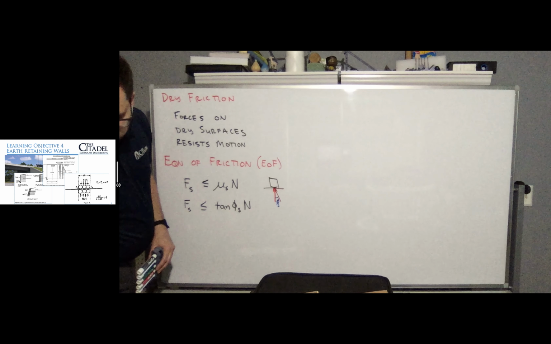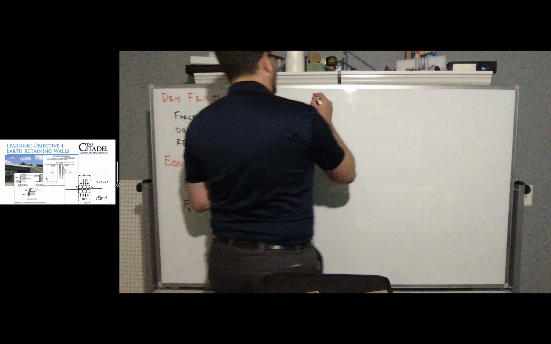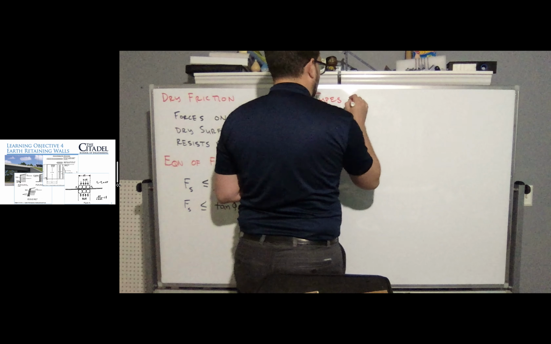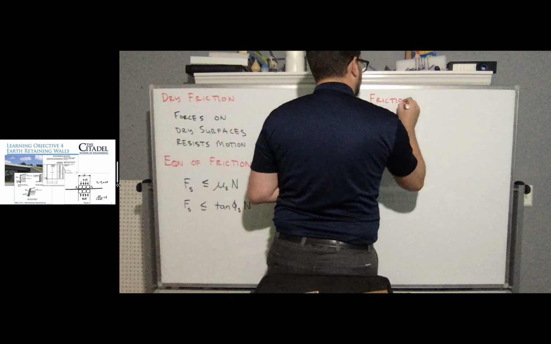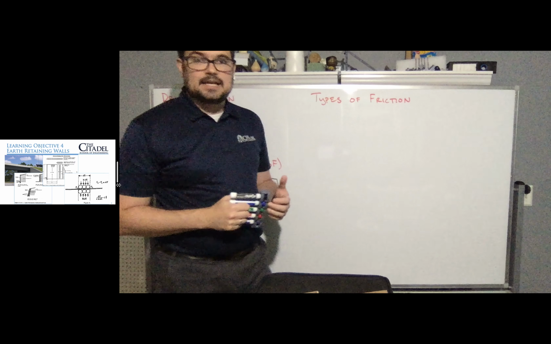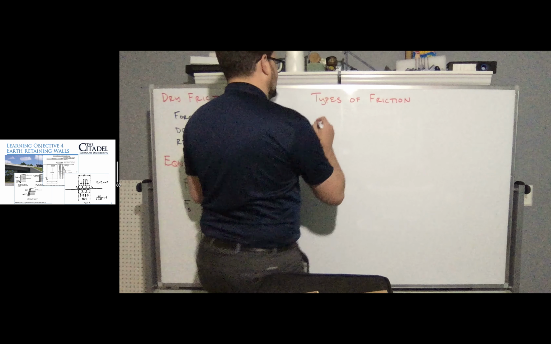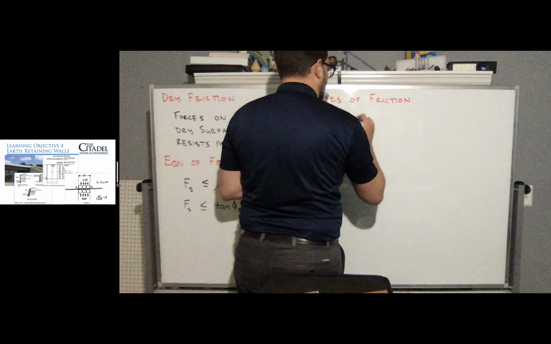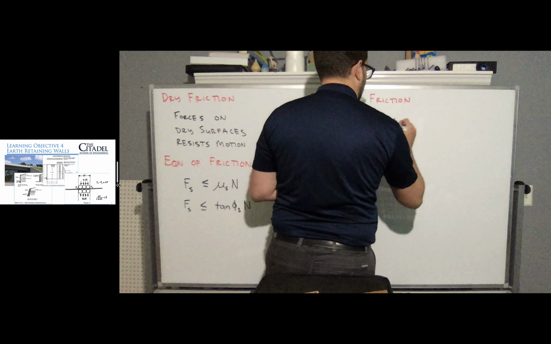Now, it turns out that the way we use this introduces three different types of friction problems. We want to be able to classify these types of friction problems. Your textbook does a good job of this in the chapter on friction. The first type of friction problem is going to say that we have no impending motion.